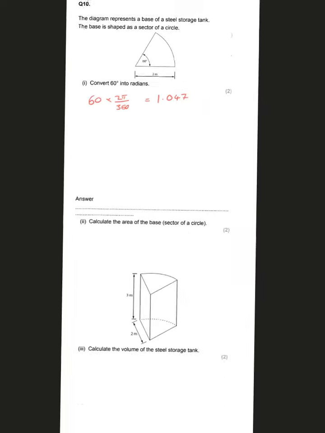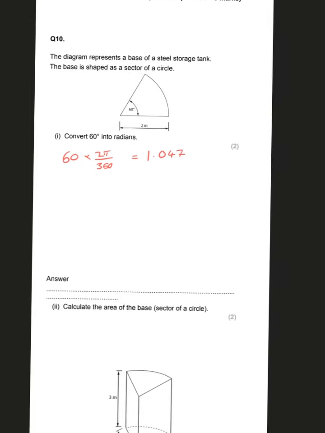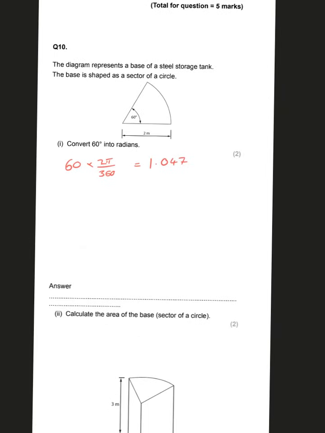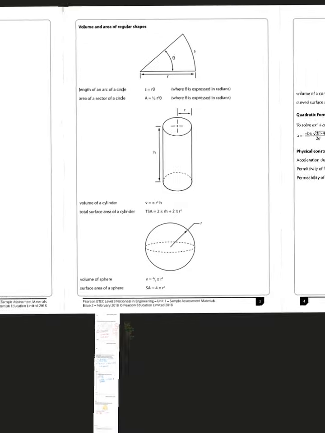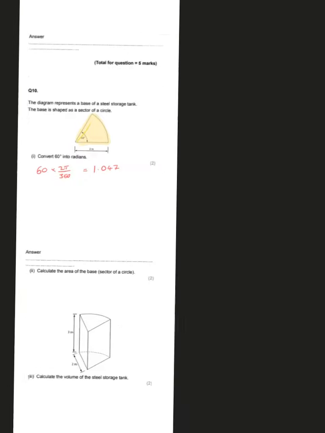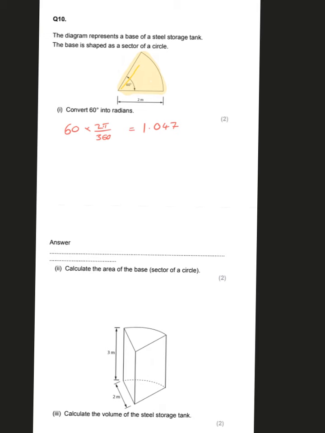Calculate the area of the base of the sector. So I'm only looking for the area covered in yellow here. Quick check of the formula book. A half r squared theta, where theta is in radians. So this question helped you. It tells you to go and convert it into radians. So area is equal to a half r squared theta rad.